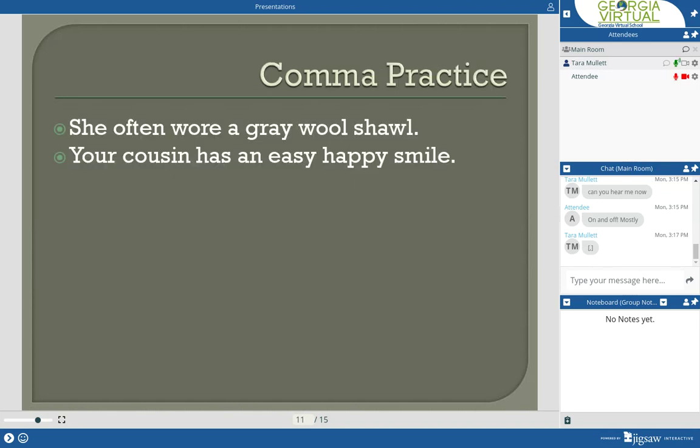So here are the examples that go with it. Remember, you need to test for coordinate adjectives. So 2 examples there.